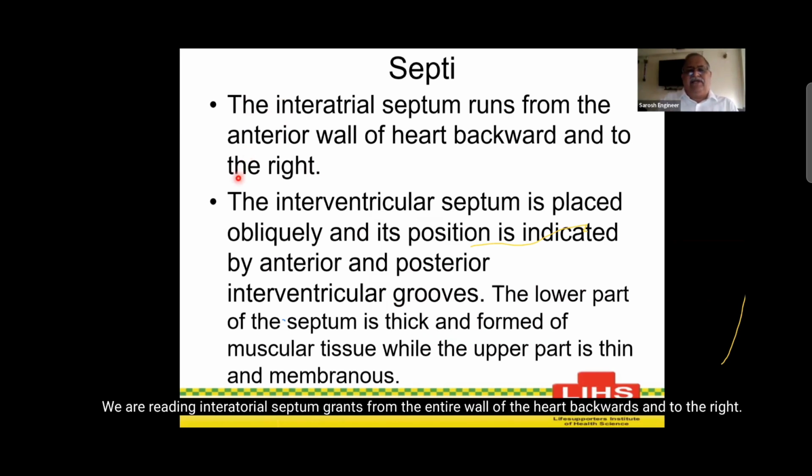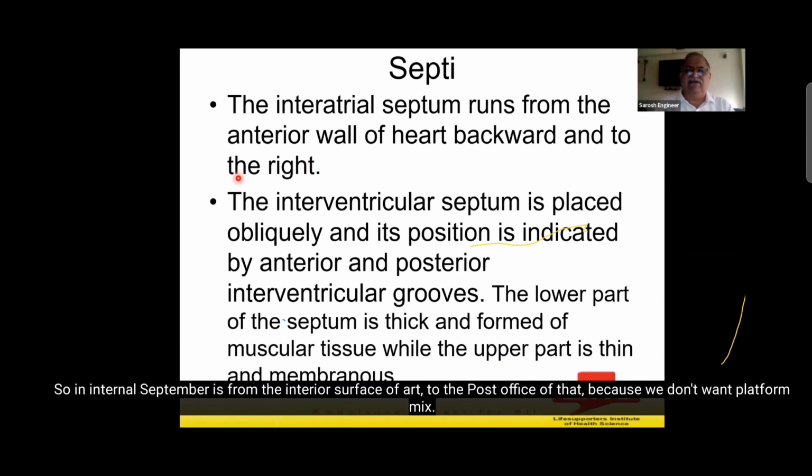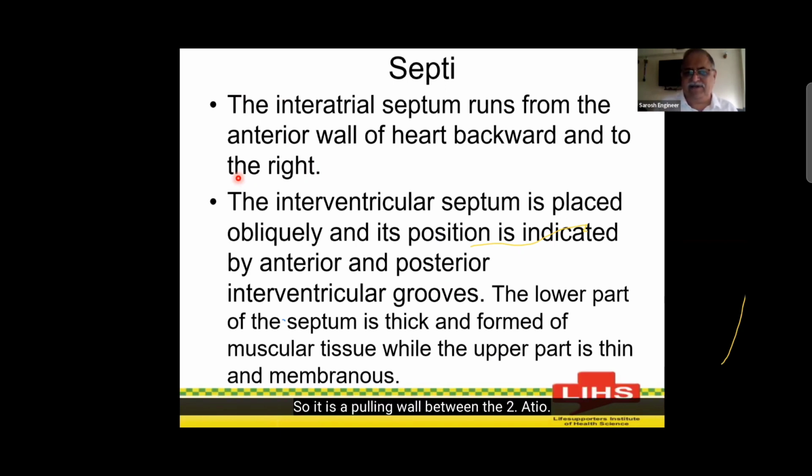Interatrial septum runs from the anterior wall of the heart backwards and to the right. Forget whether it went to the right or left. Interatrial septum is from the anterior surface of the heart to the posterior surface of the heart because we don't want blood to mix. So it is a full wall between the two atria. Okay, forget it. Let's see what is important.